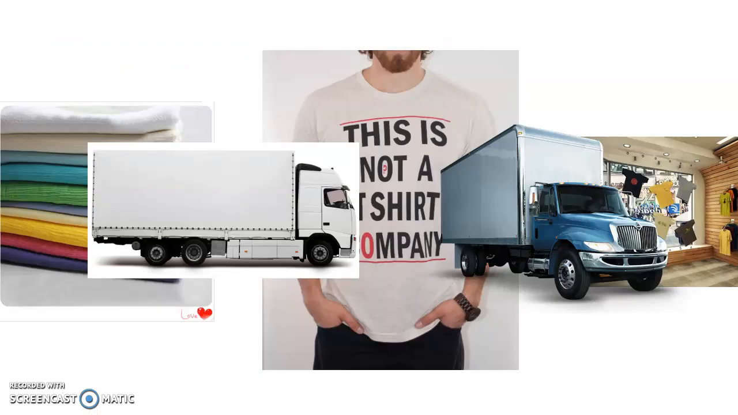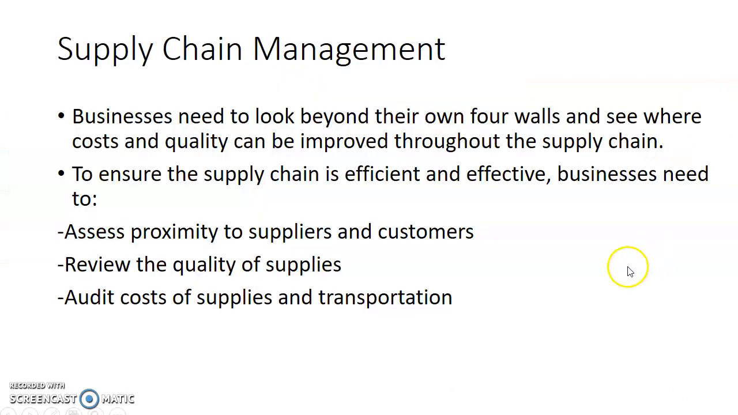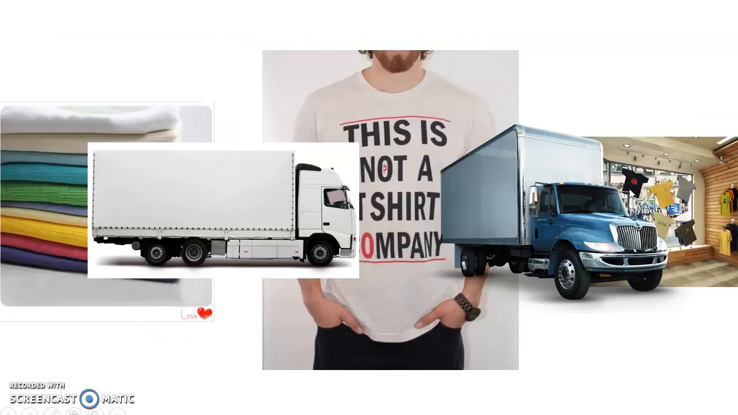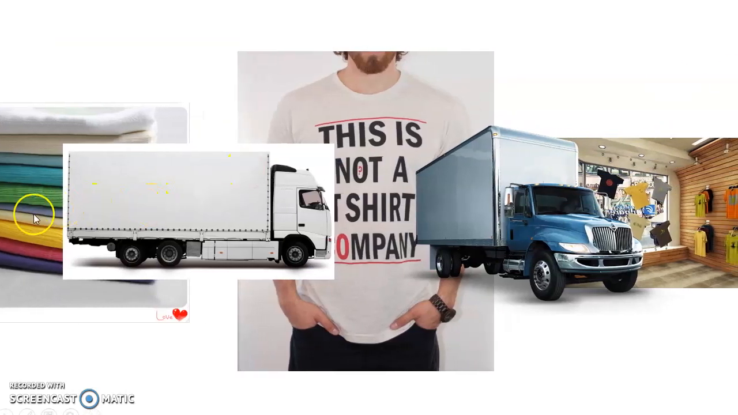Now this is just an example. So you're sourcing the cloth from the supplier to the factory where the manufacturing is going to take place, and then going into the shop. So you can see there are 2 transports there. So this is the supply chain management. All this process is the supply chain.